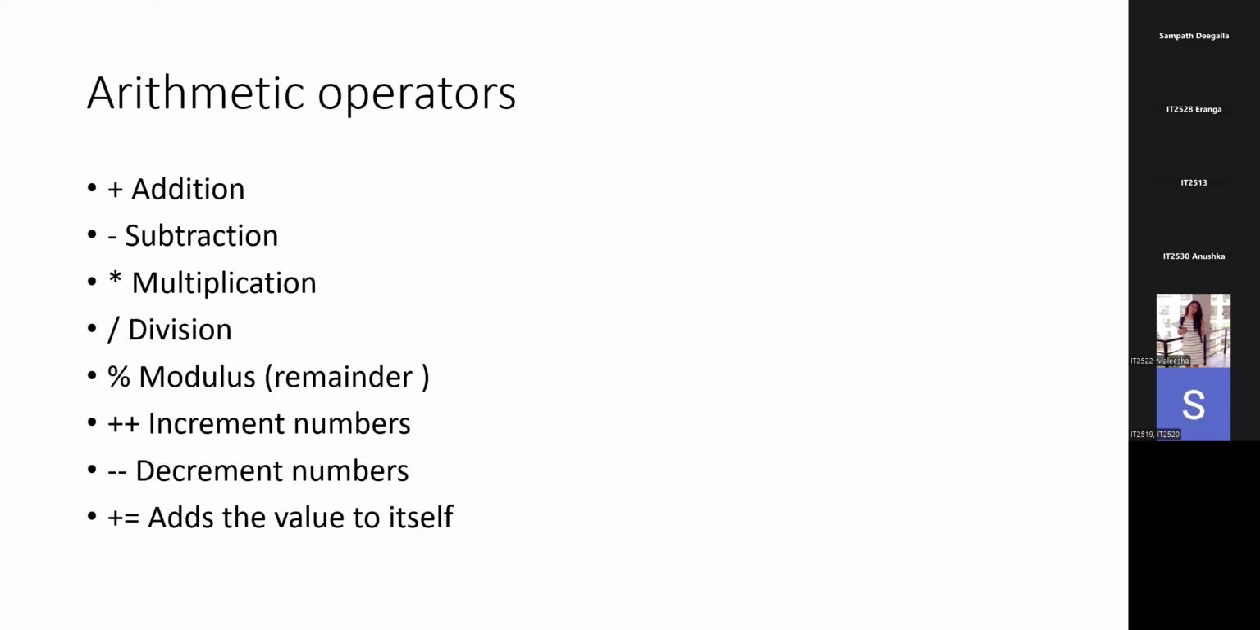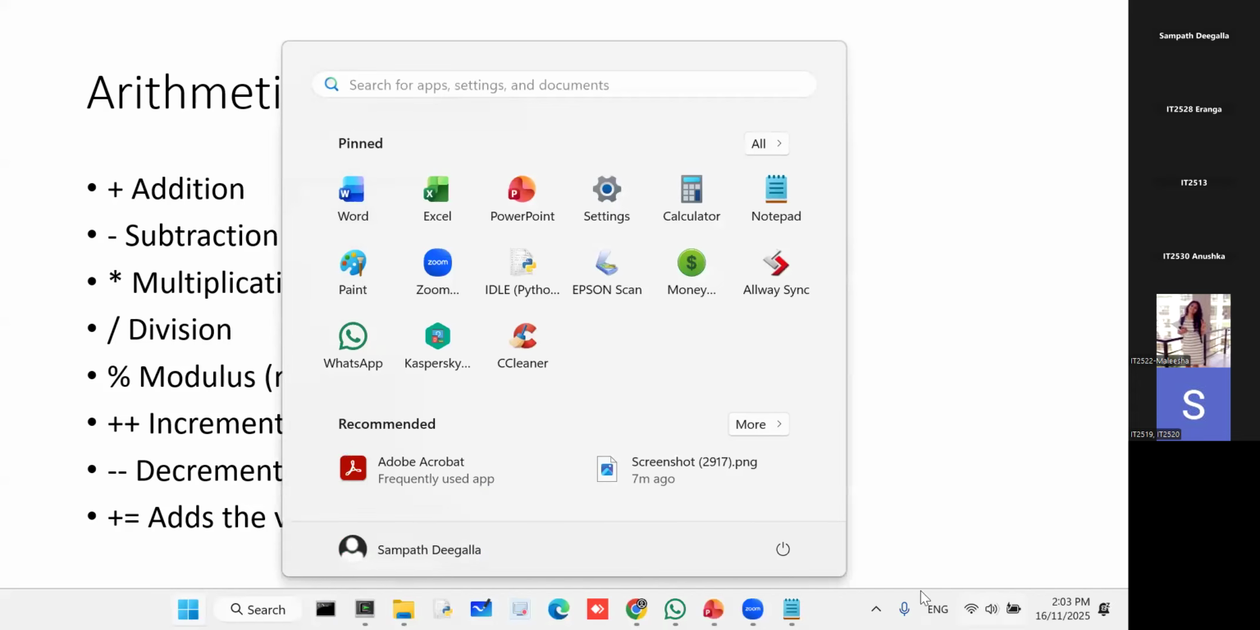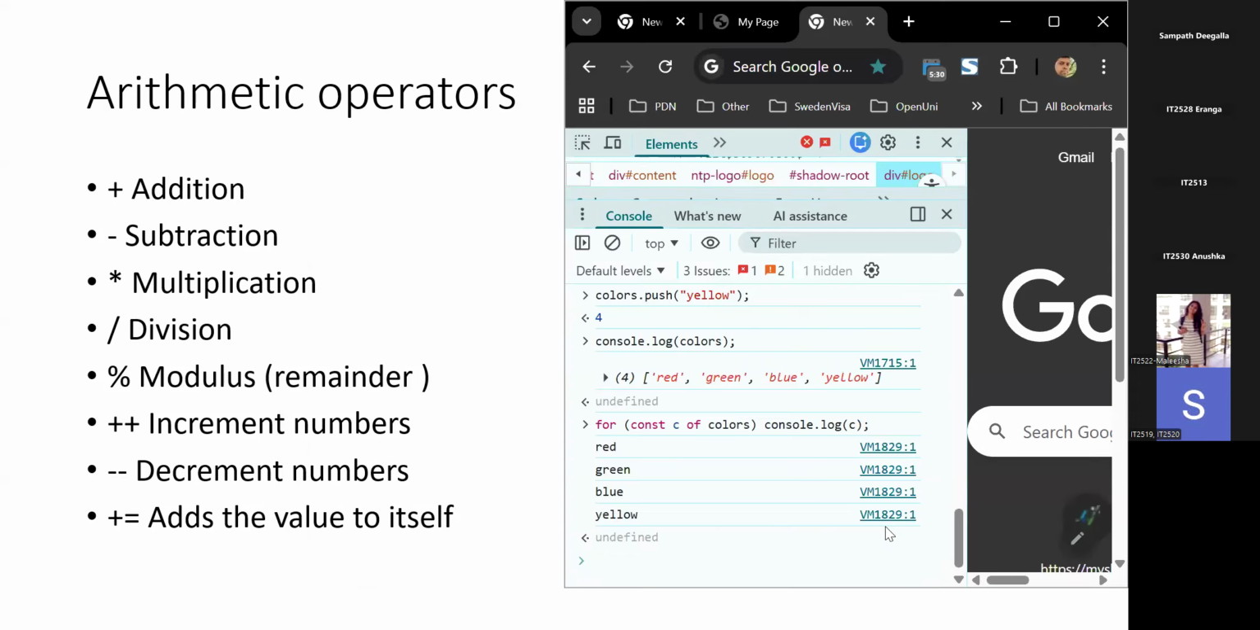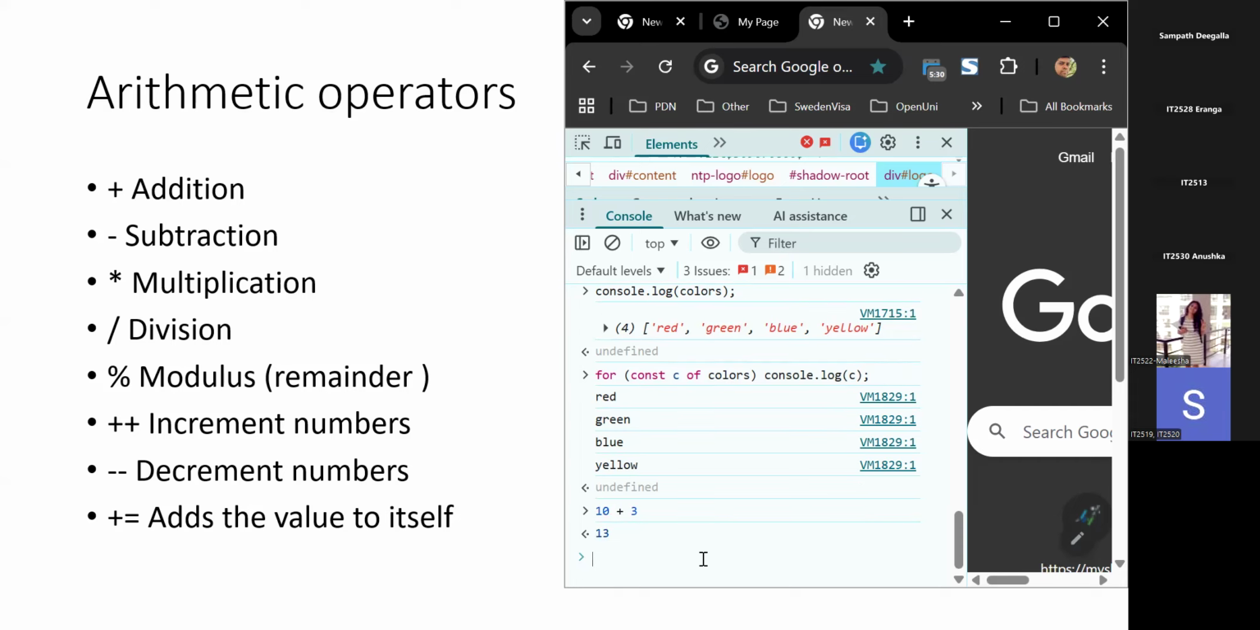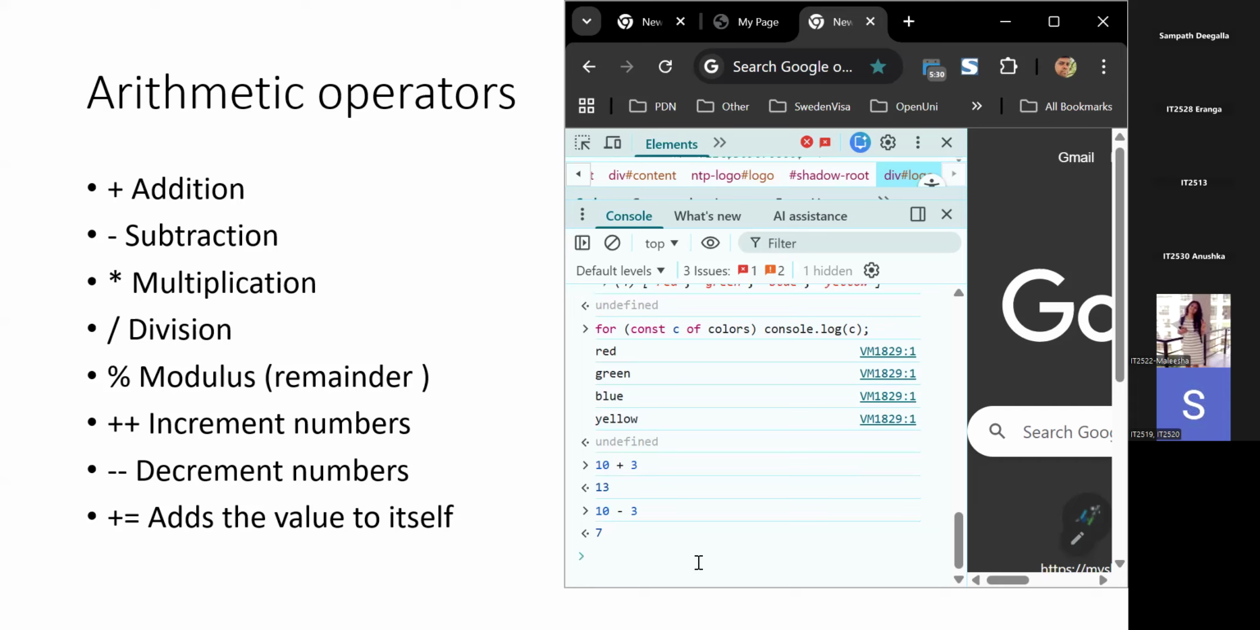So maybe we can go through them. Simple numbers, you can just console log, we can come up here or you can just directly type it here. Both are okay. So for example, let me directly type and you can observe the outcome. 10 plus 3, it's 13. 10 minus 3, of course, you can see 7. And 10 into 3, that is 30.